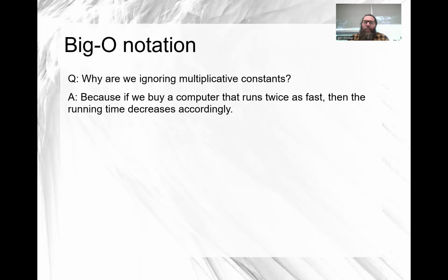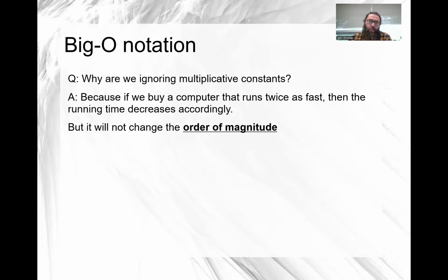Look, let's say I have a multiplicative factor of 2 there. So it's 2 times n to the 4. If I buy a computer that runs twice as fast, or maybe has a better configuration, then we can decrease the running time maybe by a factor of 2.